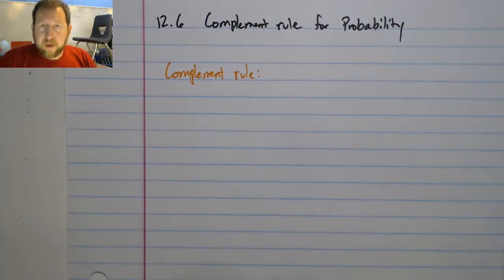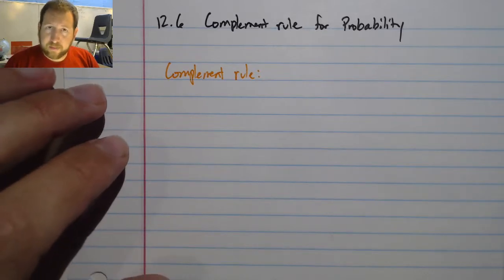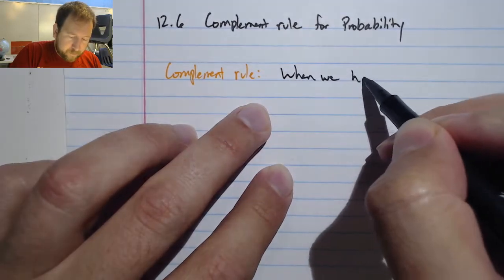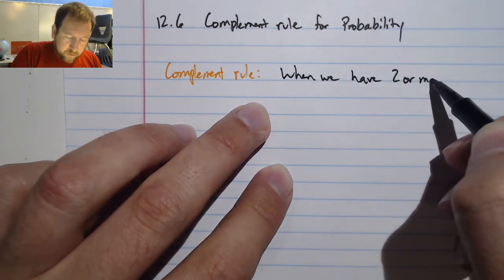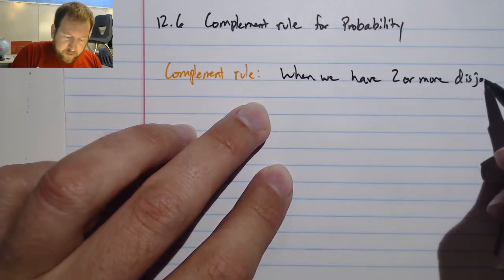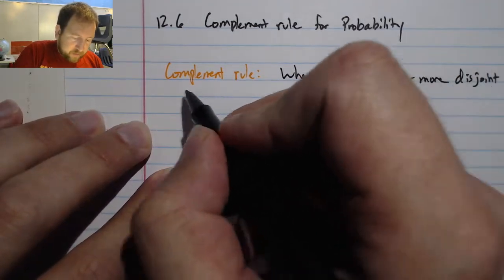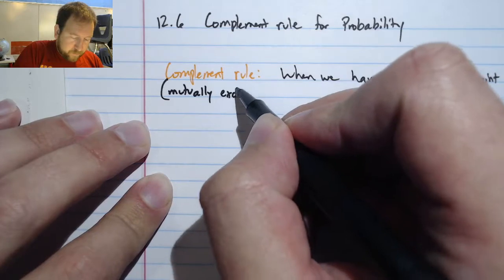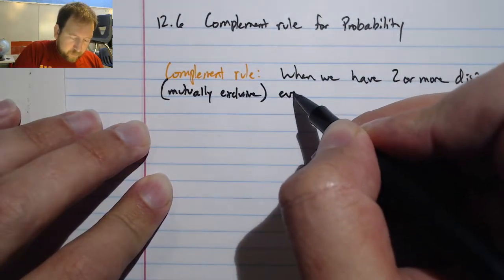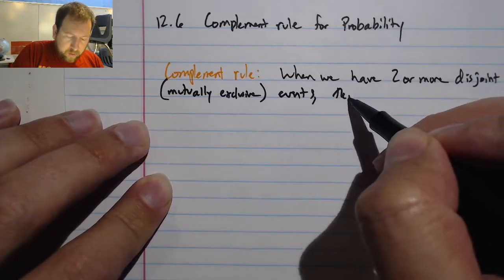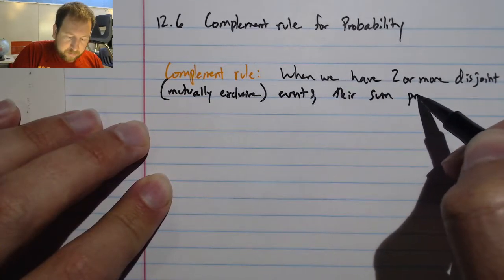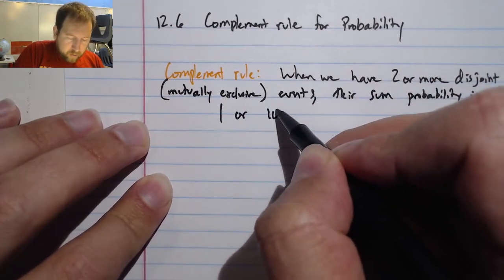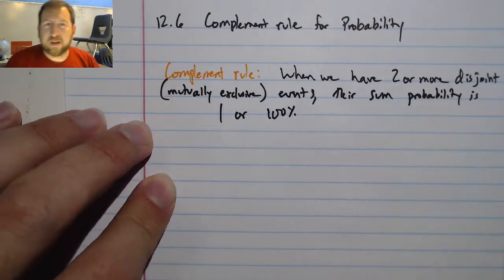And it says that whenever we have two disjoint events that must happen, the probability is 100%. Two or more disjoint events. Recall that that means mutually exclusive. Their sum probability is 1 or 100%, because technically 1 is equal to 100%.